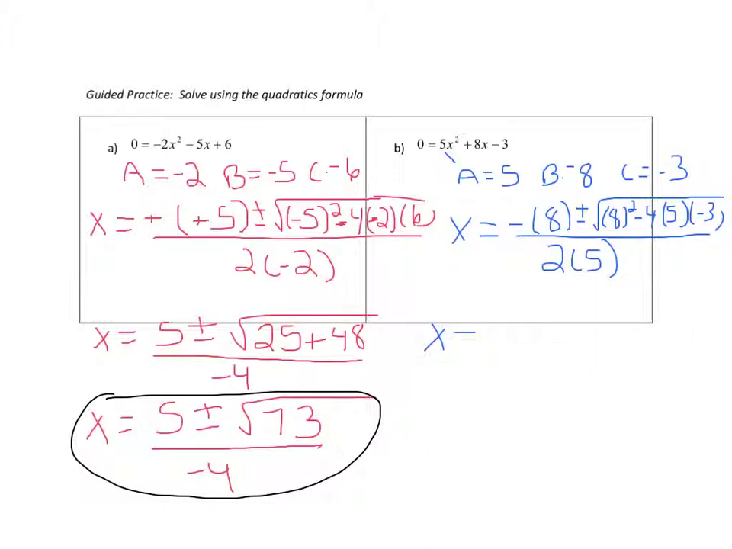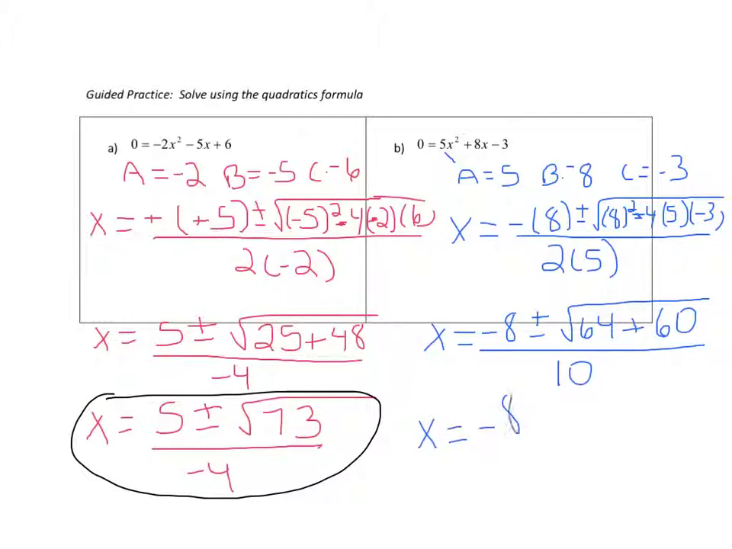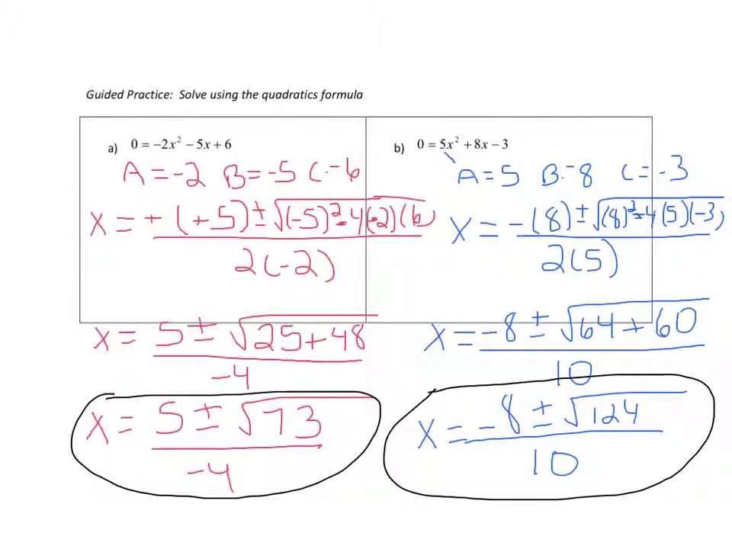And then we simplify, so x equals negative 8, so negative 8 plus or minus the square root. 8 squared is 64. And then again we have a minus and a negative, so we have a positive. 4 times 5 is 20, times 3 is 60. All over 2 times 5, which is 10. And we're going to simplify that. X equals negative 8 plus or minus the square root. 60 plus 60 is 120, plus 4 is 124, all over 10. So those are our solutions for letter B.